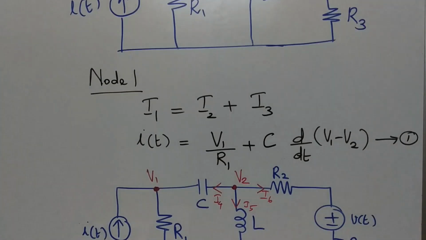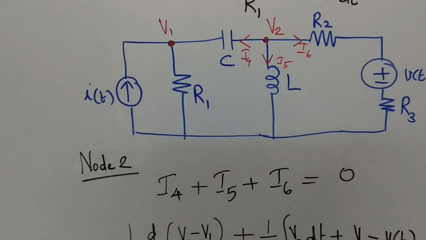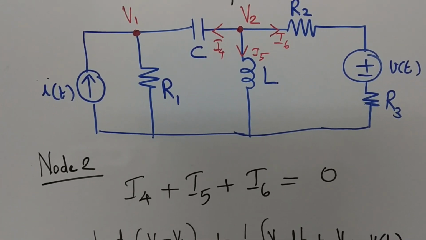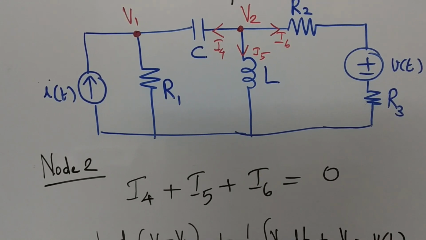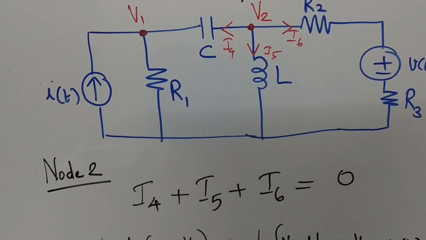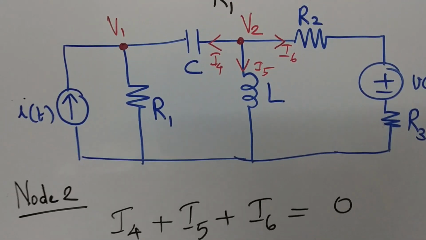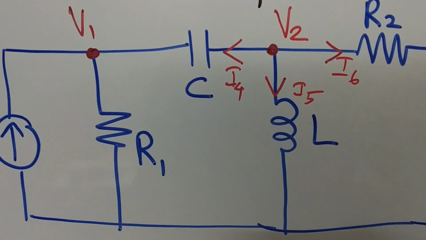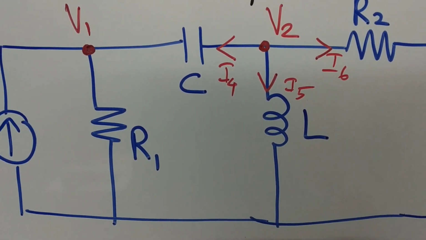Now we'll move on to node 2. For analysis of node 2, you take the second node. It is already assigned as V2. Here there are no current sources in the branch, so you can assume that current is leaving the node in all three branches. So you take it that I4 is leaving, I5 is leaving, and I6 is leaving.